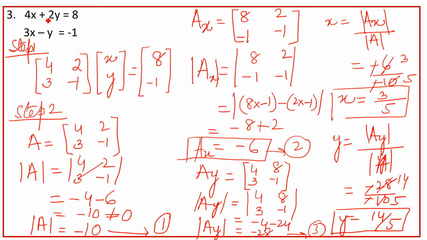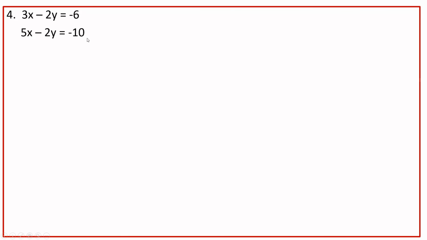If you are using this one, the left hand side should be equal to 8. 8 is equal to 8. If you are using the other one, the left hand side should be -1, -1 equals -1. Right, so this is question number 4.